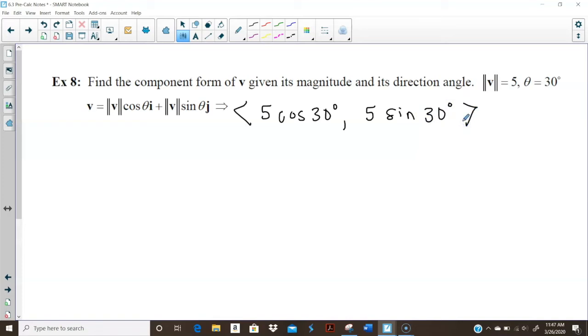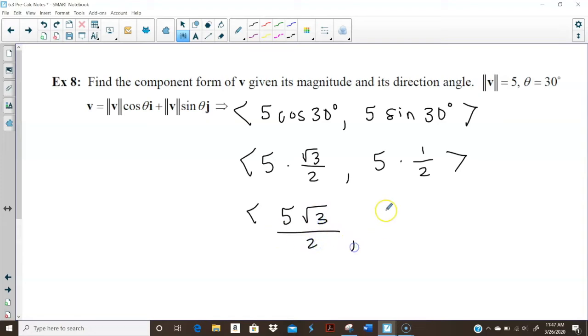Now, if we want to change this vector and rewrite it, we could rewrite it as 5, and then you should have memorized the cosine of 30 degrees. Is it the square root of 3 or 3 over 2, or is it a half? It's the square root of 3 over 2. And then the sine of 30, is it the square root of 3 over 2, or is it a half? It is a half, and those are both positive because we're in the first quadrant. So this vector can also be written as 5 root 3 over 2 and 5 over 2.